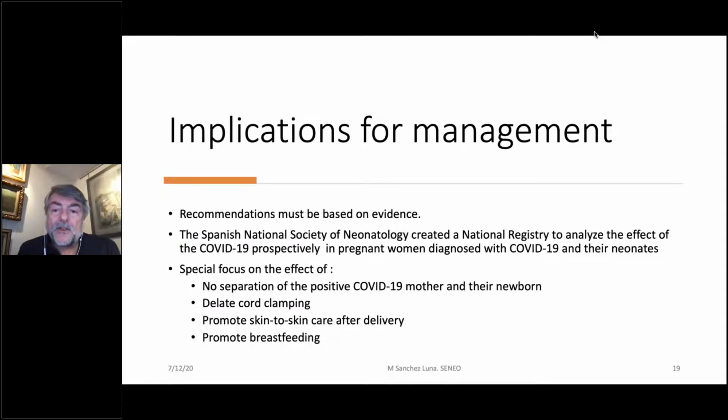So having our results in this live registry, we were able to check if our national recommendations were really safe for our babies. Again, I want to remind you that the recommendations of the National Society of Neonatology were summarized in these 4 points: no separation of the COVID-positive mother from her newborn, delayed cord clamping, and promoting skin-to-skin and breastfeeding. I must say that very recently, the American Academy of Pediatrics also modified their recommendation very close to the one we made in Europe.